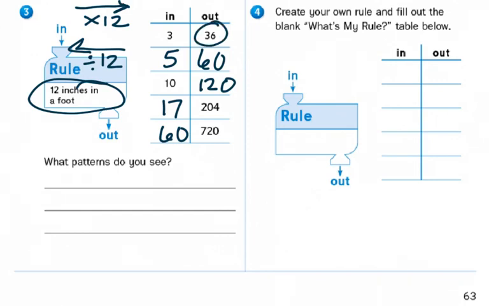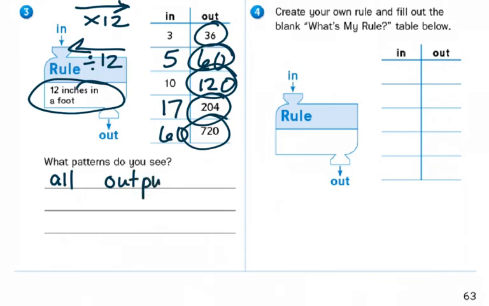Notice this? Even number, even number, even number. All output numbers are even.